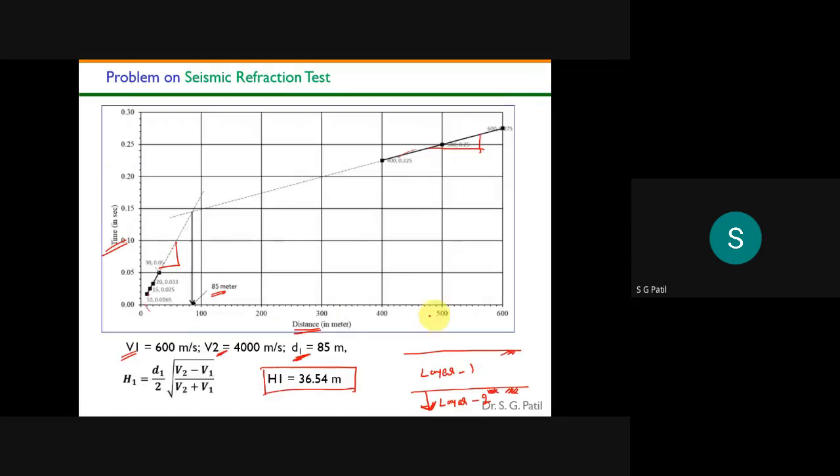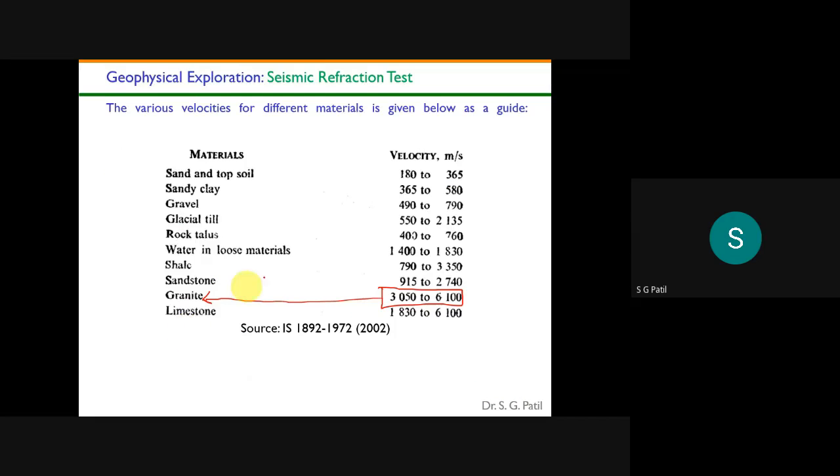And the first layer, how much velocity did I get? Around 600 meters per second I got in the first layer. Okay, so that means around 600. 600 means somewhere here like this. This one. So sandy clay. The first layer will be sandy clay, and the second layer will be your granite rock.